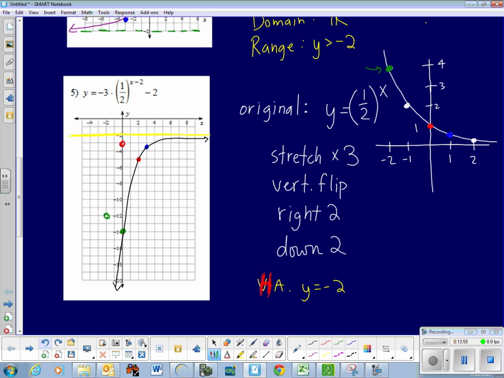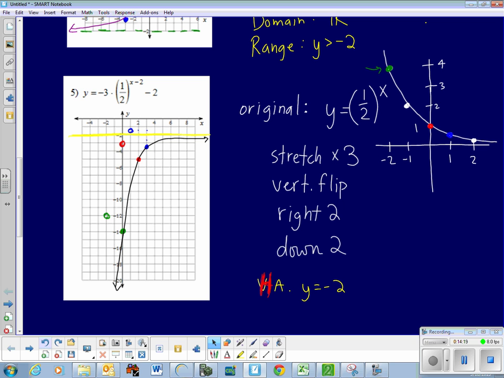The original blue dot was at (1, 1/2). ×3, I'm at (1, 3/2), or (1, 1.5). Vertical flip, I'm at (1, -1.5). Right 2, down 2. And there we go. So that's just 3 selected ones, but that's enough.